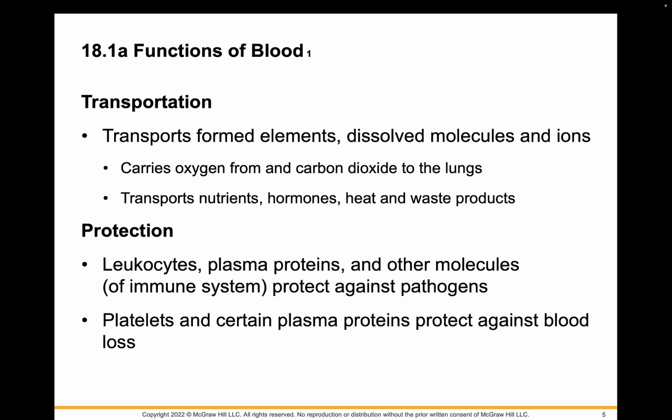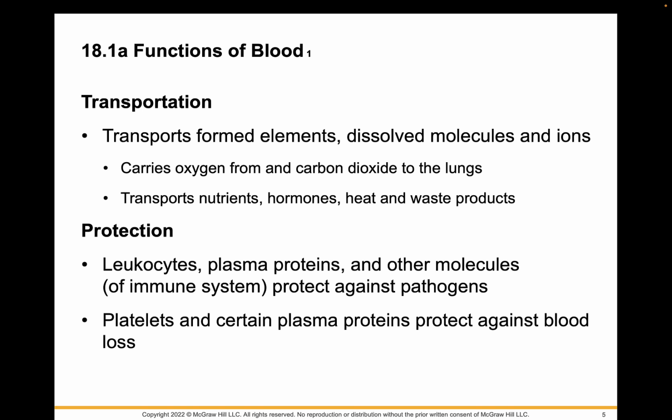Now, we talked about transportation previously. Blood will be transporting formed elements, dissolved molecules, and ions. So keep in mind we're talking about carrying oxygen from and carbon dioxide to the lungs throughout the body. The transport of various nutrients, hormones. Also, it's going to be how we get rid of heat and various waste products.